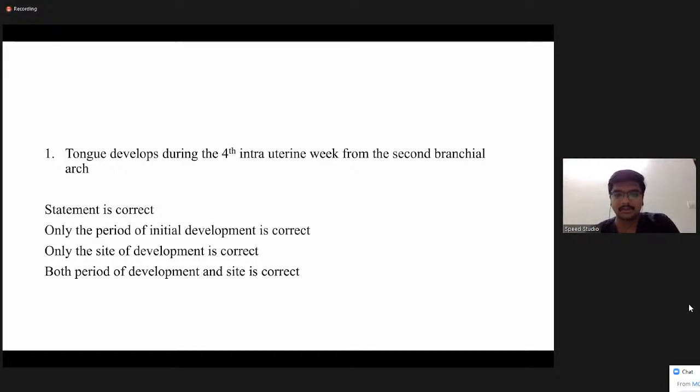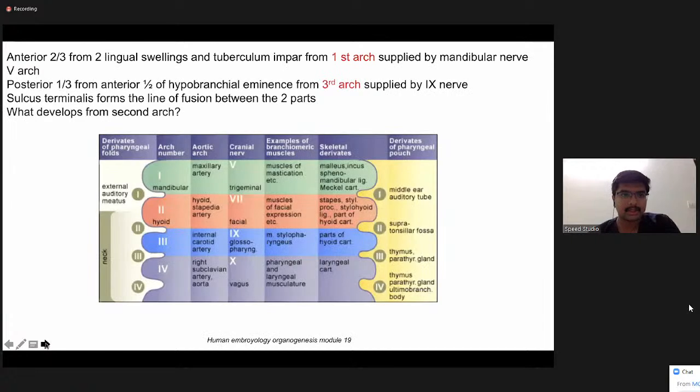Let's get into the discussion. The discussion states that the anterior two-thirds is from the two lingual swellings and tuberculum impar from the first arch, supplied by the mandibular nerve. The posterior one-third is from the anterior half of the hypobranchial eminence from the third arch, supplied by the ninth nerve.